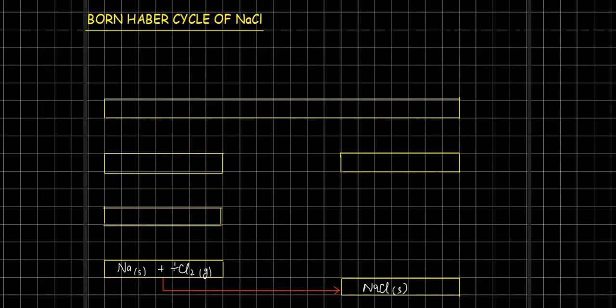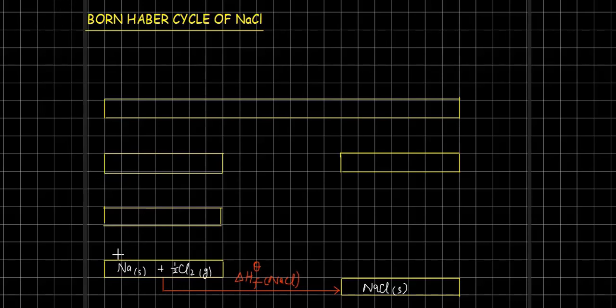So balancing the equation, we can write half moles of chlorine gas. Obviously, the enthalpy change taking place for the direct formation of the ionic lattice from its elements in their natural state will be the standard enthalpy change of formation of sodium chloride. Right?